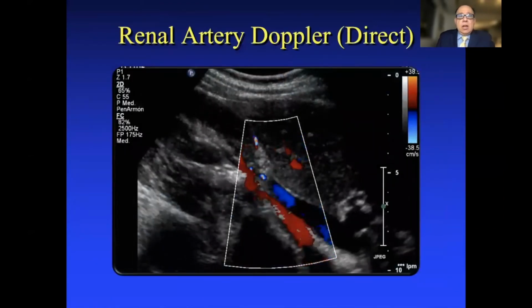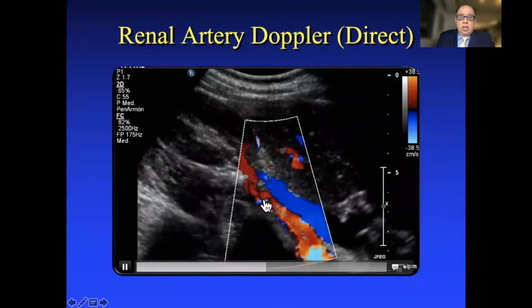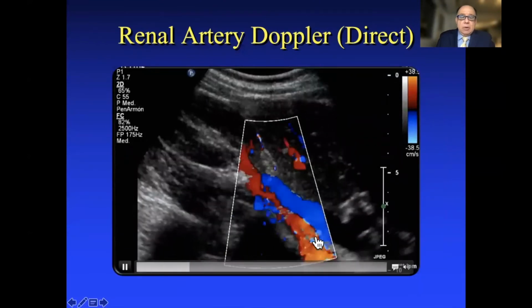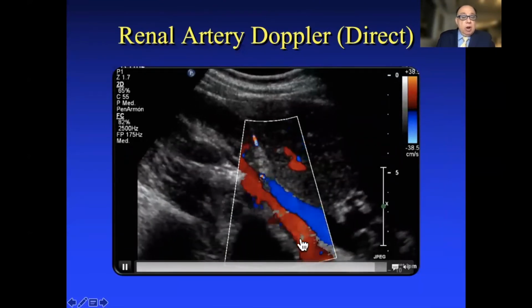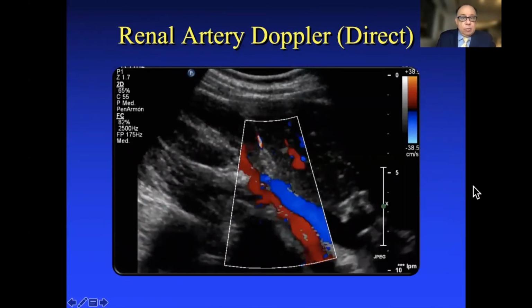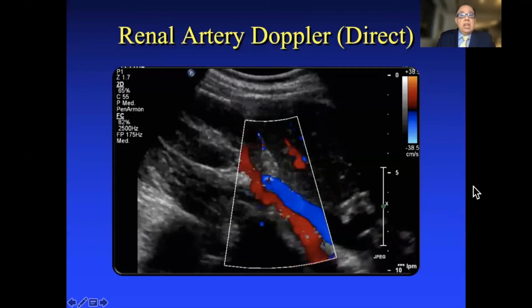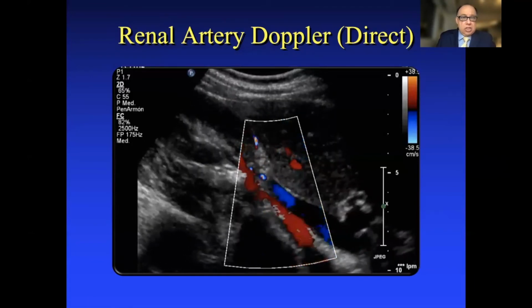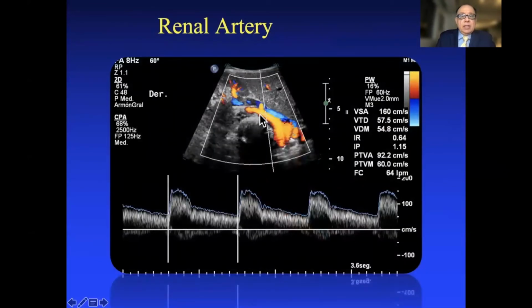The direct method allows us to see all the path of the renal artery in the three segments: proximal, middle segment, and distal segment. And we have to place the sample volume in each portion I mentioned. Here we have an example placing the sample volume in the middle segment of the artery with a completely normal spectral wave with an empty spectral window.